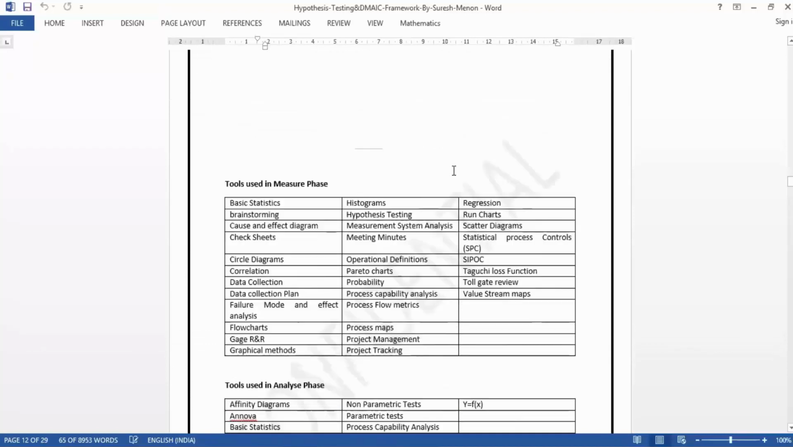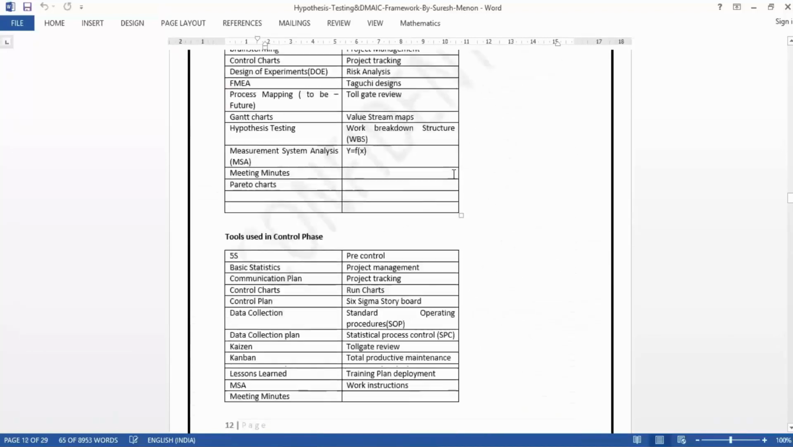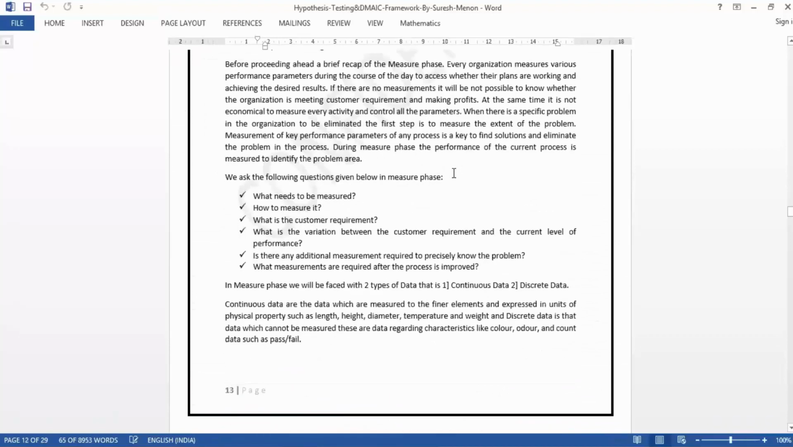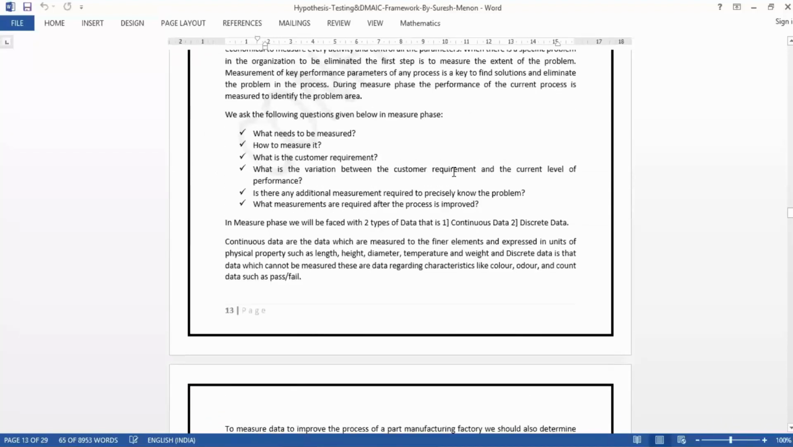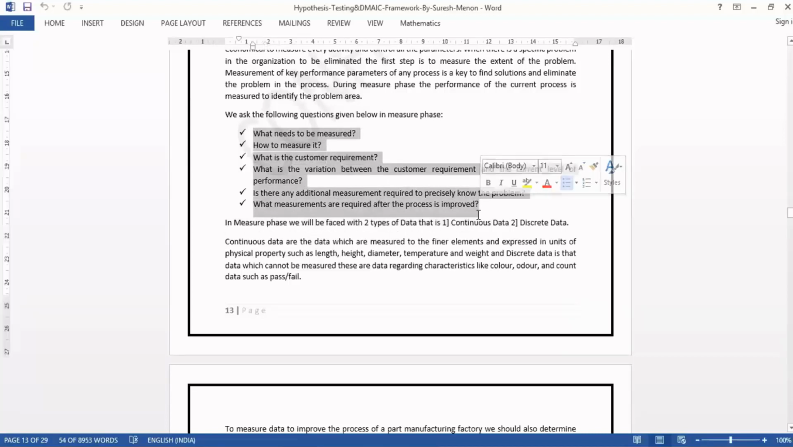Okay, now getting back to the measure phase. We have to ask the following questions. What needs to be measured? How to measure it? What is the customer requirement? See, I have highlighted this. What is the variation between the customer requirement and the current level of performance? Is there any additional measurement required to precisely know the problem? What measurements are required of the processes improved?